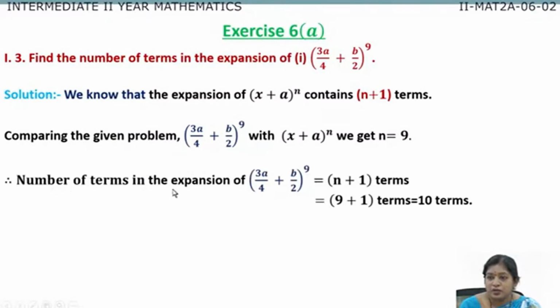So the number of terms in the expansion is given by n + 1 terms, which is nothing but substituting the value of 9. So we will get 9 + 1, which is equal to total 10 terms. So ఈ ద్విపది యొక్క విస్తరణలో ఎన్ని పదాలు ఉంటాయి? మొత్తము 9 + 1 అనగా 10 పదాలు ఉంటాయి.